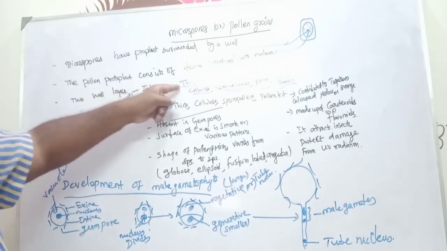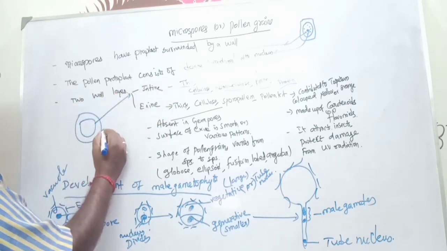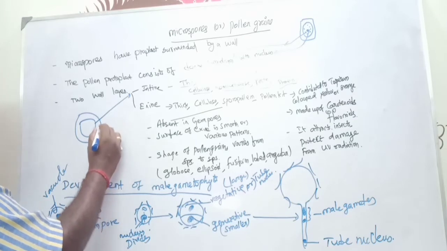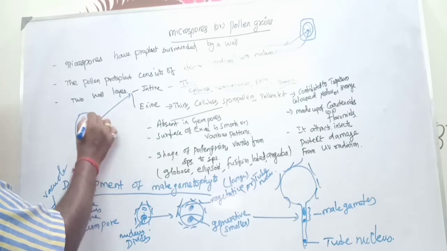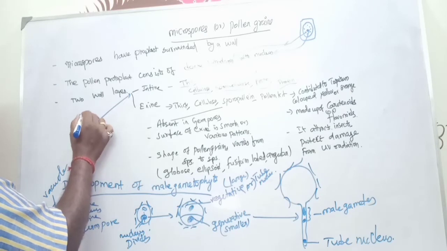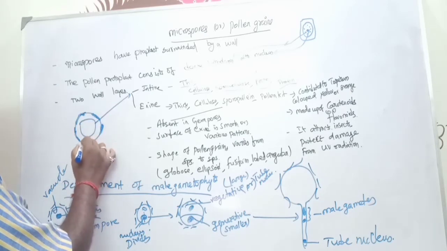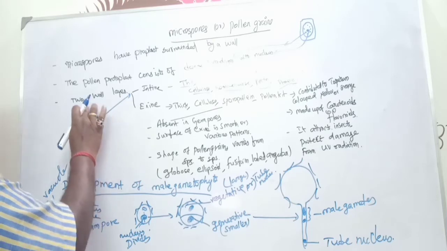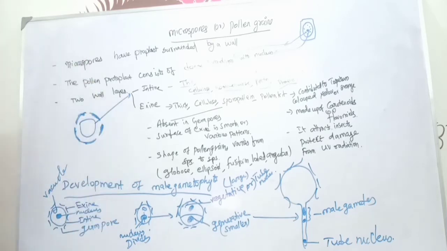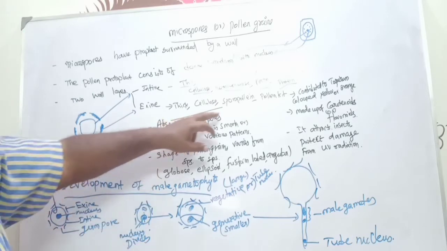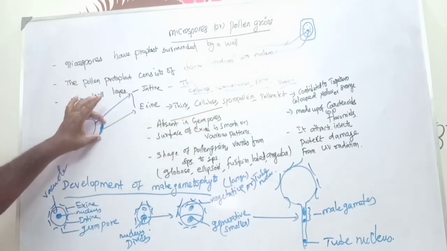That is the intine. The next one is exine. Exine is a thick wall layer. It is interrupted, made up of sporopollenin and pollen kit. That is the exine wall layer. The exine layer is made up of sporopollenin.